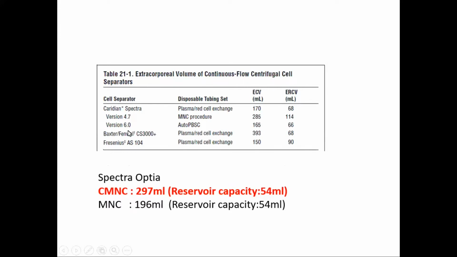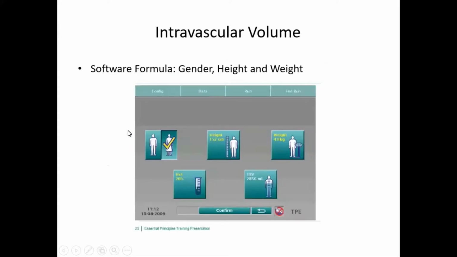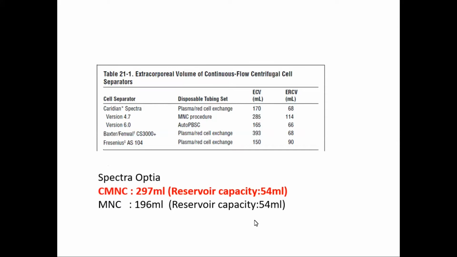The topic for today is stem cell collection with respect to Optia, so I will restrict myself to Optia. In Optia, for a continuous mononuclear cell collection, the extracorporeal volume is around 300 ml. There is also an alternate protocol, called mononuclear cell collection, which has 196 ml. But now they have stopped that mononuclear cell collection protocol in Optia.